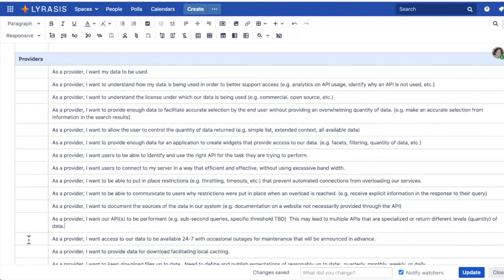Okay, as a provider, I want access to our data to be available 24/7 with occasional outages for maintenance that will be announced in advance. That seems to me like not so much a provider need, but a user need. Yes, exactly. Also for me. I definitely think it's a user need. I guess the question would be, is it aspirational for providers to be able to do that? I mean, some of this is like, I want my data to be used, I want my data to be available kind of thing.